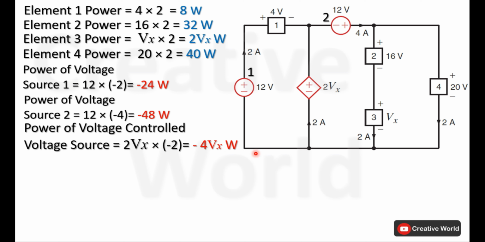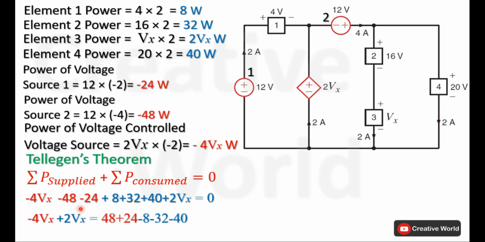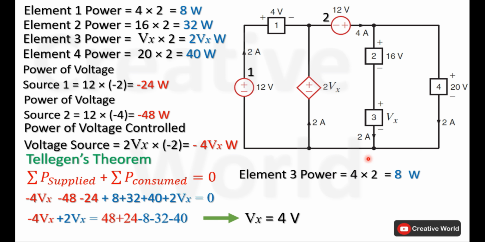Now we will use Tellegen's theorem and place all the supplied and absorbed powers into the equation of Tellegen's theorem. Rearrange the equation by separating constants from variables and doing some simple mathematics. Try to find out the value of Vx, which is 4 volt. Now we have the value of voltage Vx, 4 volt, and current through this element, so we can calculate the power of element 3. Voltage across element 3 is 4 volt and current through it is 2 ampere. So the power of element 3 will be 8 watt, and because of positive power, element 3 is absorbing power of 8 watt.